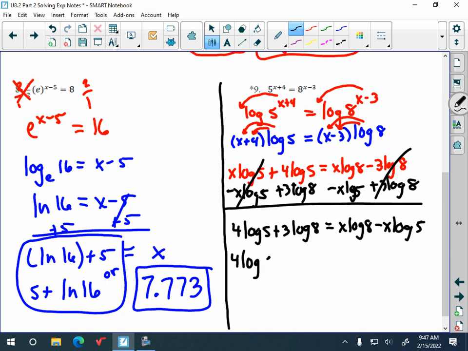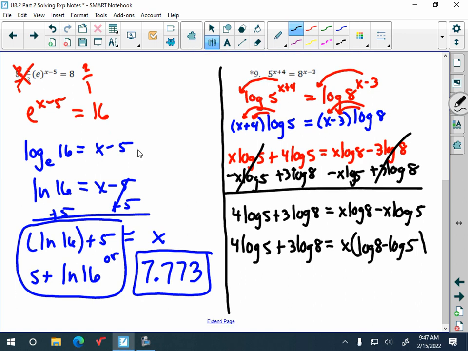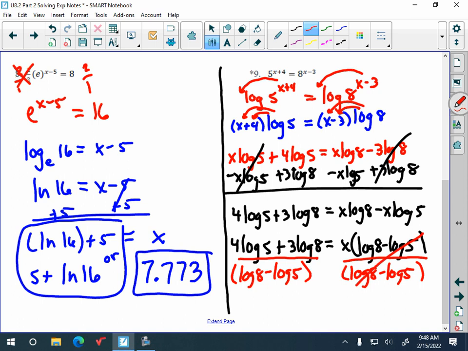All right, so I'm just rewriting the left side here. All right, and then really the last step is just divide both sides by this log 8 minus log 5. So this is the exact answer for x.